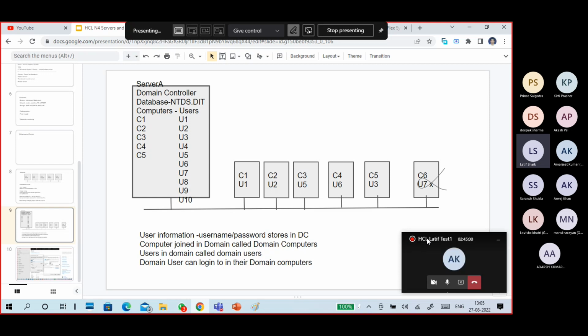Very good. Kirti said the correct answer. C6 is not a domain computer. What are the domain computers? C1, C2, C3, C4, C5. These are the domain computers. C6 is connected in the network, but not in the domain. C6 is not in the domain. So understand, C6 is not in the domain, so user 7 cannot log in.